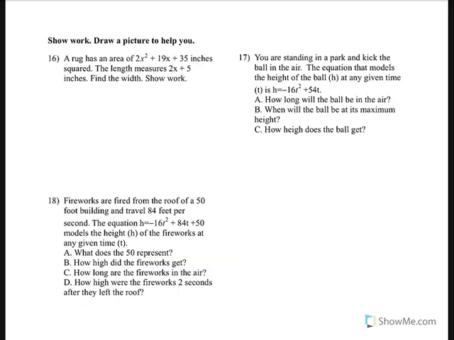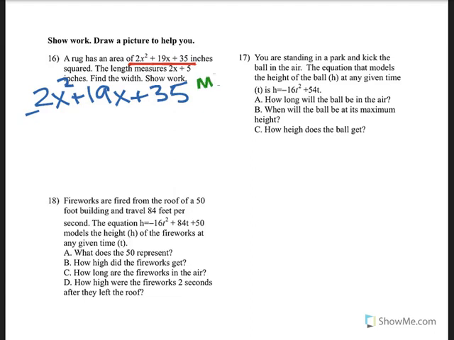All right, number 16, it says a rug has an area of 2x squared plus 19x plus 35. So this is like your warm-up problem where you have to take this and factor it to find your two binomials. Okay, and you're going to use the AC method because you have a 2 at the outside. So you want to find something that multiplies to be 70, but then adds to be 19. Okay, so we're going to find those two numbers.